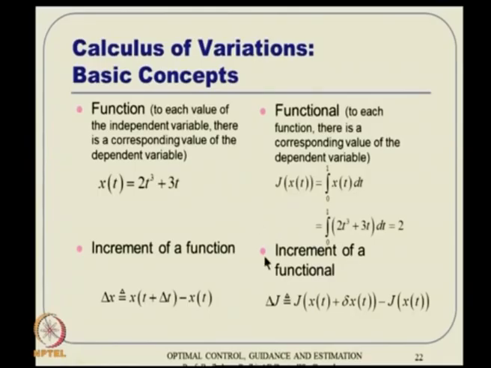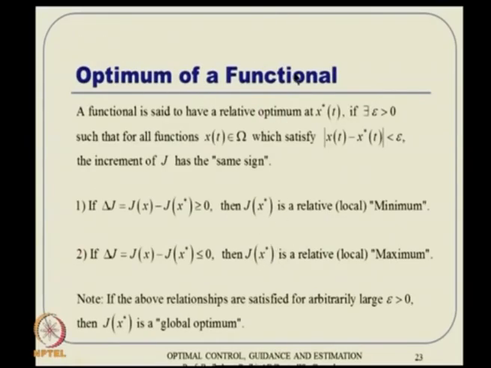So we studied various concepts about that, and we finally landed on an observation: if you really want to claim that some functional is optimum, what is the necessary condition? It turns out that if I define the increment of J, something like J of x minus J of x star, which is greater than or equal to 0, it has to be greater than or equal to 0, then J of x star is a relative minimum. If the increment of J happens to be always negative, then J of x star is a relative maximum.